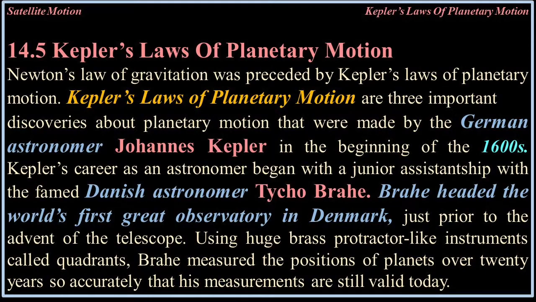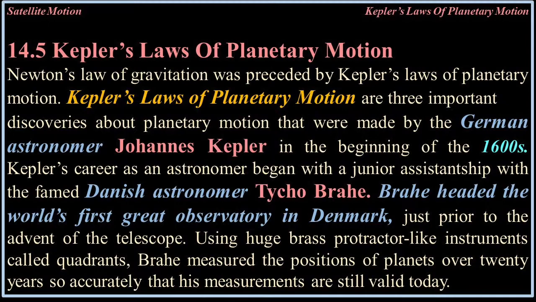14.5. Kepler's laws of planetary motion. Newton's law of gravitation was preceded by Kepler's laws of planetary motion. Kepler's laws of planetary motion are three important discoveries about planetary motion that were made by the German astronomer Johann Kepler in the beginning of the 1600s.